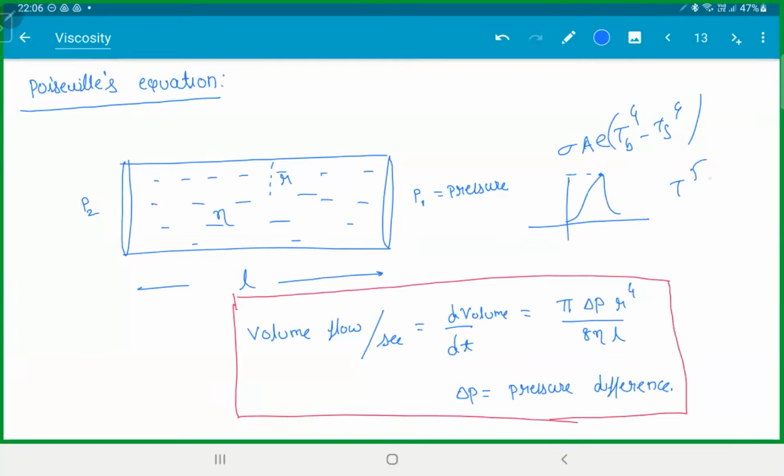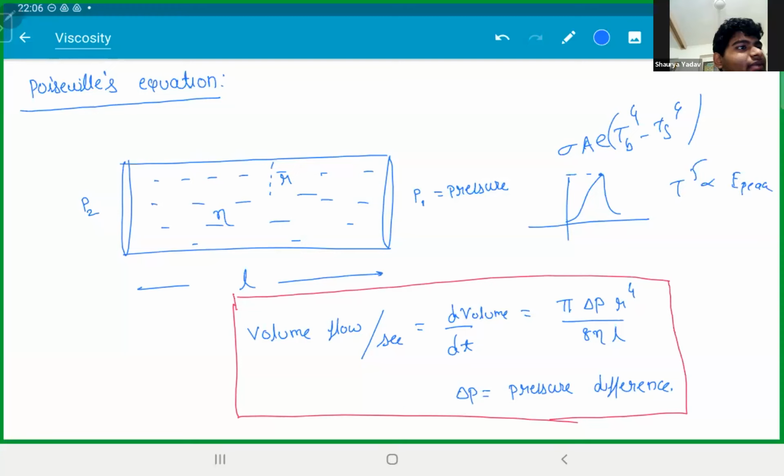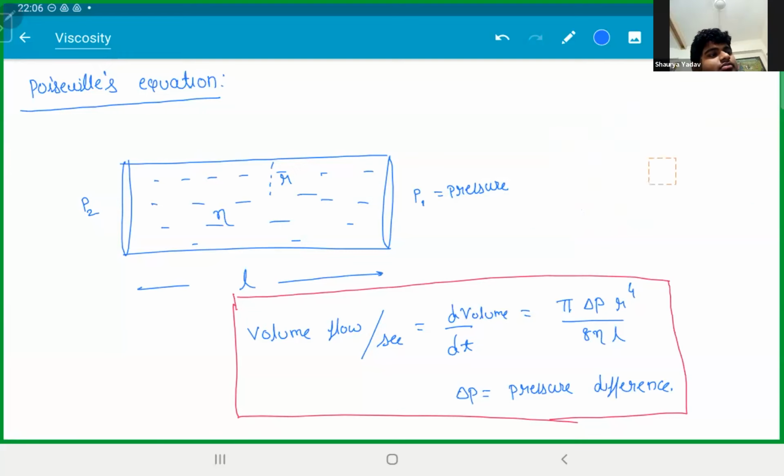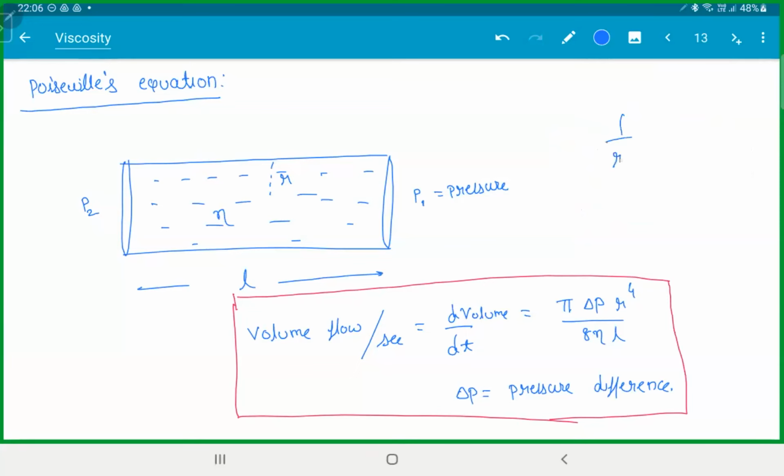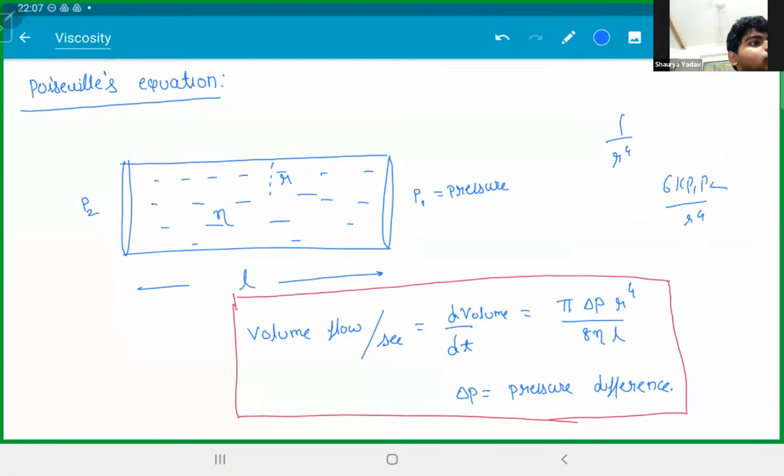This peak is proportional to T power 5. Yes, lambda times T is constant, that one. In Wien's displacement law the peak of that thing is proportional to T power 5. Power 5 is pretty rare. Where will you get 1 by r power 4? Dipole interaction, you forgot the dipole forces. 6 k p1 p2 by r power 4. Tell me in chemistry, dipole forces. Guys, don't forget. This will be it.